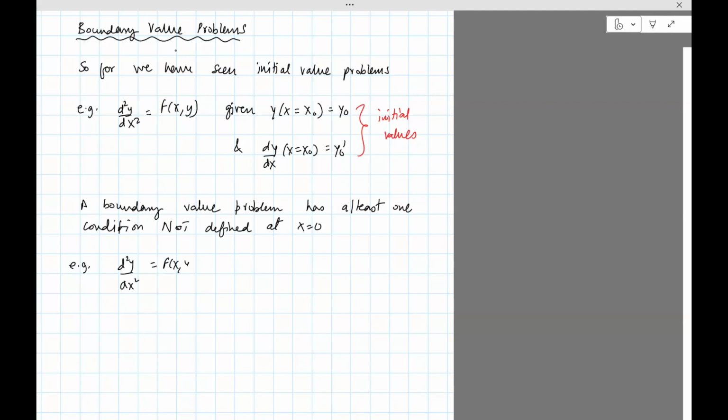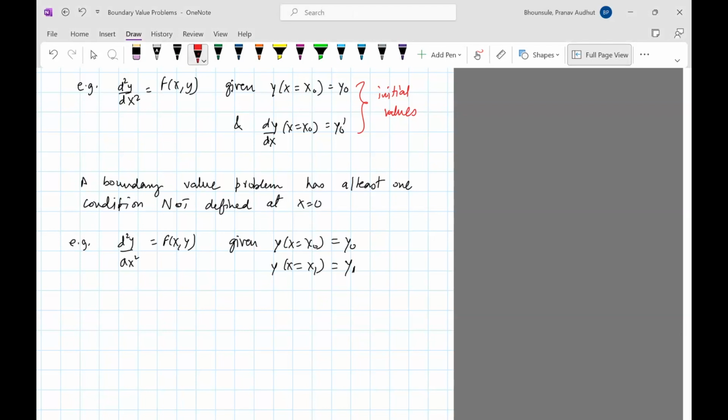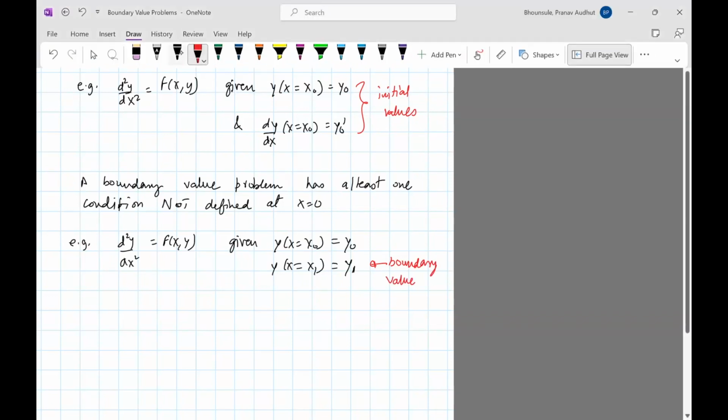So to take that same problem earlier, d squared y by dx squared equals f of x, y, we could be given y at x equals x0 equals y0. And we might be given y at x equals x1 equals y1. So this second condition is a boundary value. It is not defined at x equals x0.